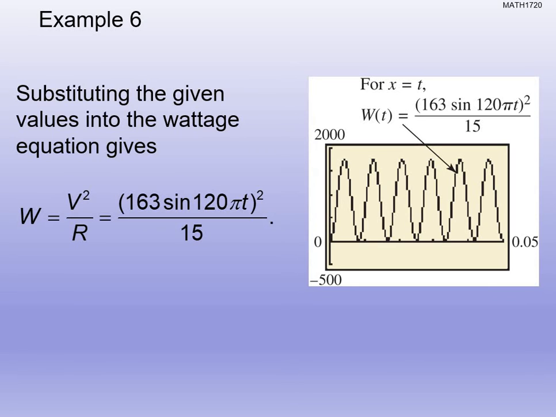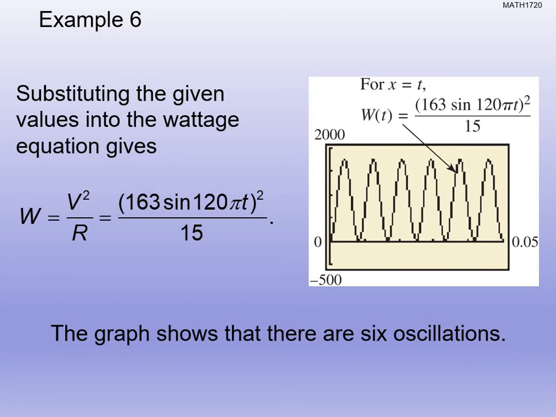So we can take a look and count the number of oscillations there. Our x min is 0, our x max is 0.05, our y min is -500, and y max is 2000. We're able to take a look and count the oscillations. You can count the peaks of the voltage if you want to, but if you count, there are 6 peaks. So the graph shows that there are 6 oscillations.